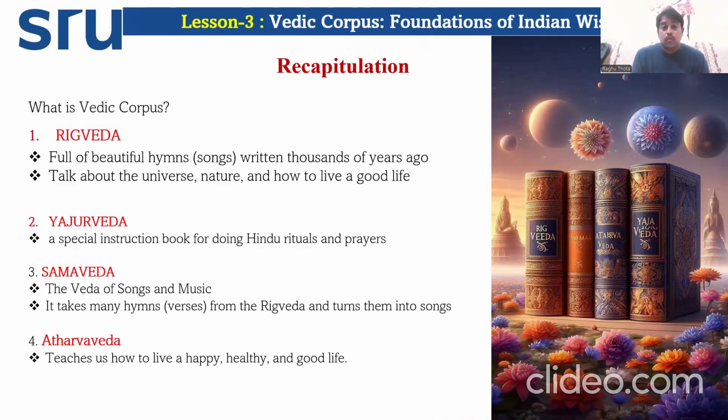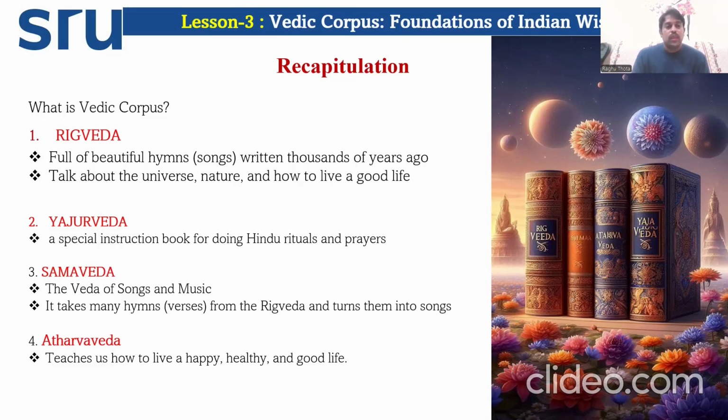The third one: Vedic corpus, the foundations of Indian wisdom. What is the Vedic corpus? The knowledge and wisdom of ancient times had been written in the form of 4 volumes or books. That is called the Vedic corpus. It includes 4 Vedas. What are the 4 Vedas we have? Rig Veda, Yajurveda, Samaveda, Atharva Veda.